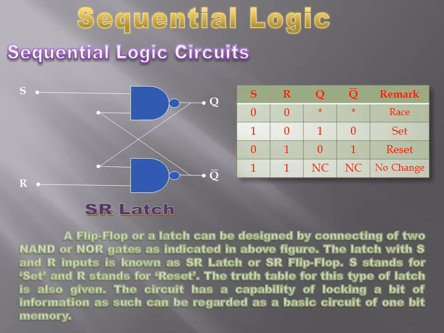The condition where S is 1 and R is 0 is known as a set state, and the condition where R is 1 and S is 0 is known as the reset condition. And if both S and R are 1, the outputs Q and Q naught will not change, and will remain in their previous state.